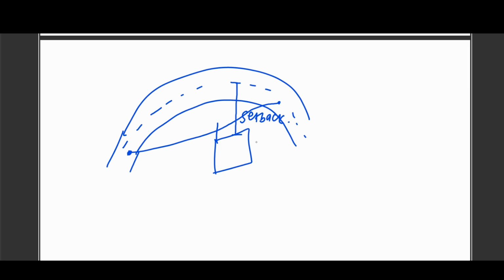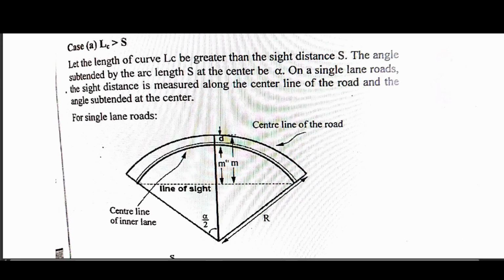The setback distance has two cases. The first one is when the length of the curve is greater than the sight distance. The length of the circular curve is greater than the sight distance. So Lc is greater than the sight distance S. The angle subtended by the arc length S at the center be alpha. So the angle subtended by the sight distance at the center is alpha.